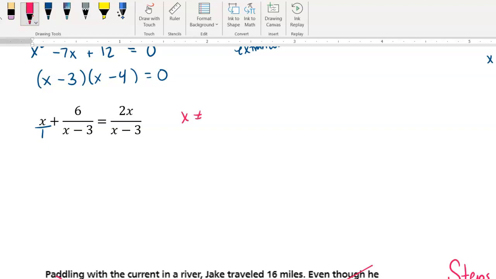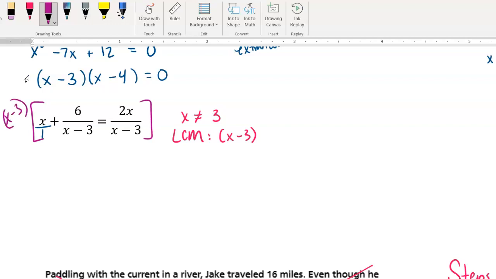All right. This one, the only restriction is that x can't equal 3. Least common multiple is also just x minus 3. So when I multiply everything by that least common multiple, in the first fraction there's nothing to cancel out the x minus 3, so we're left with x minus 3 times the x. Second fraction, the x minus 3 would cancel out, leaving us with just 6. The last fraction, x minus 3 would cancel out, leaving us with just 2x on the right. So when I simplify this, this will be x squared minus 3x plus 6.